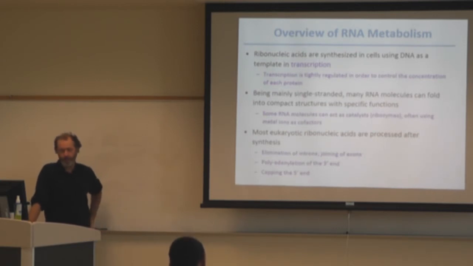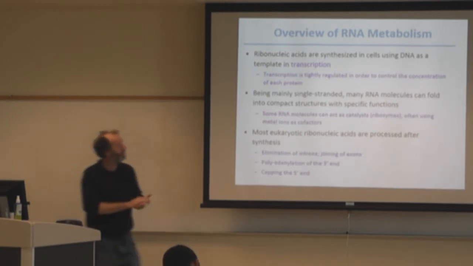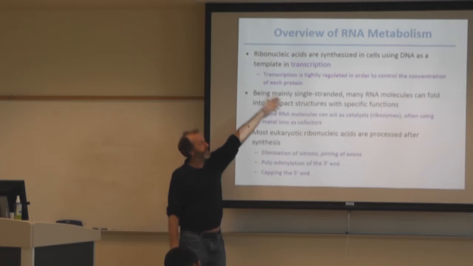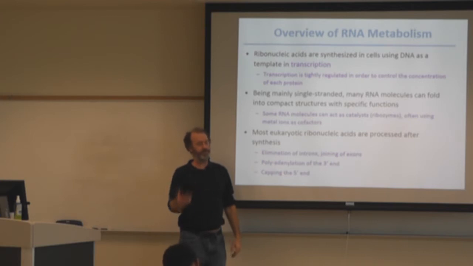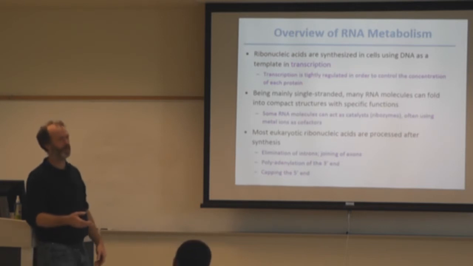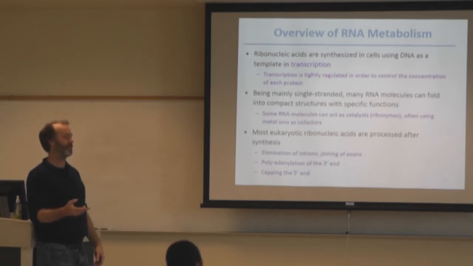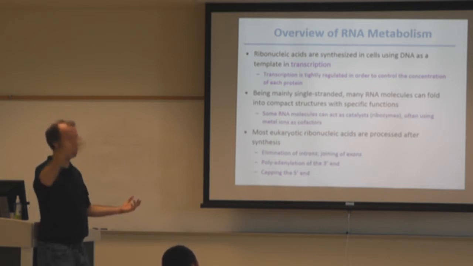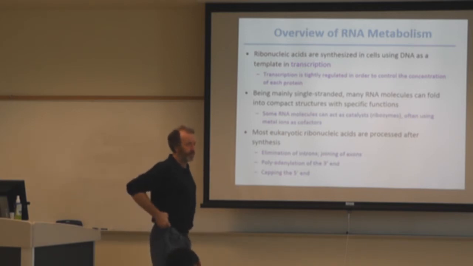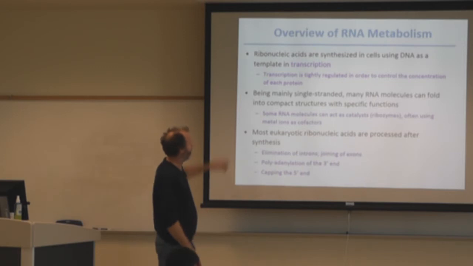Overview of RNA metabolism. So ribonucleic acids are synthesized in cells using DNA as a template, and that's transcription. Transcription is tightly regulated in order to control the concentration of each of the proteins being produced. So some genes are on all the time. Those are called housekeeping genes. They're expressed all the time, so they're expressed constitutively, right? Constitutively expressed genes. Other genes you're going to turn on when you need them, and off when you don't, and those are heavily regulated genes.